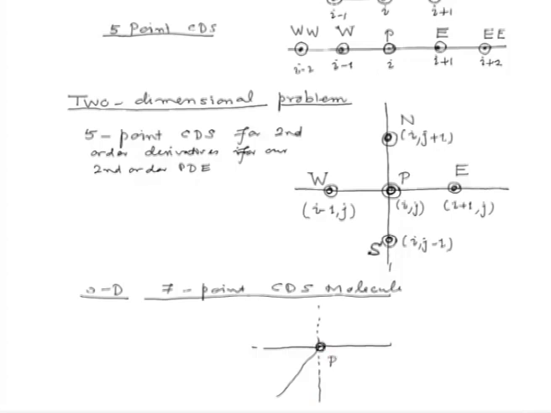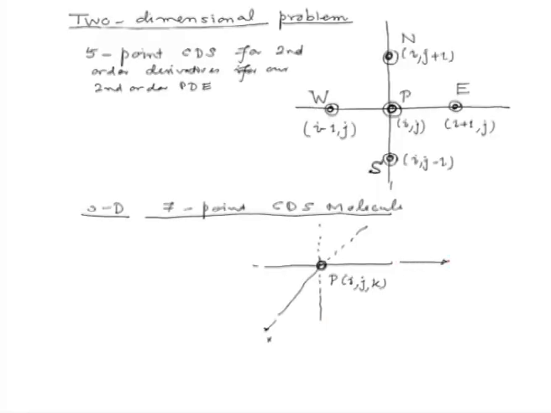So grid point P is represented by i, j, k. Suppose this is the x direction, the y direction, and the vertical side we have our z direction. So towards the top, that node i, j, k plus 1, we represent by symbol capital T. Similarly, the one towards the negative z axis, that neighbor is i, j, k minus 1, denoted by symbol capital B. It's called the bottom neighbor, top neighbor and bottom neighbor.